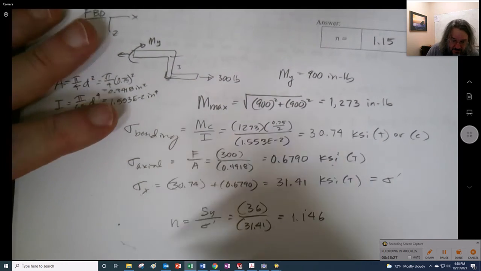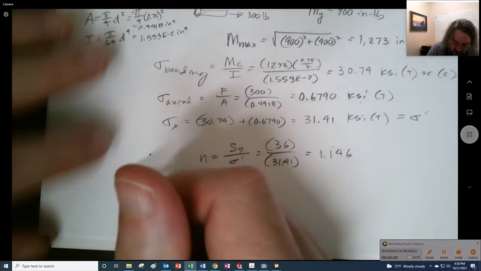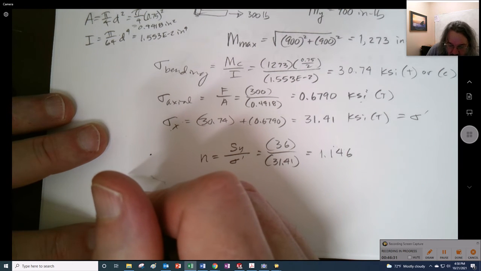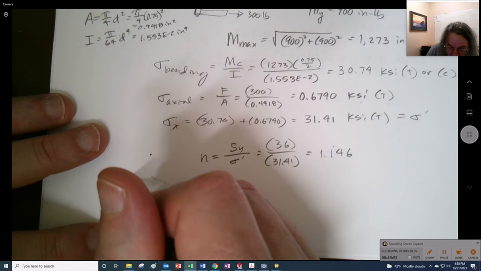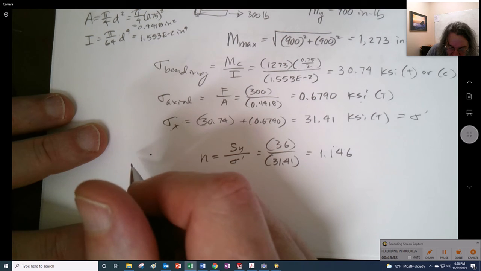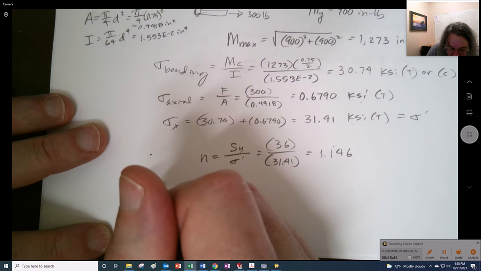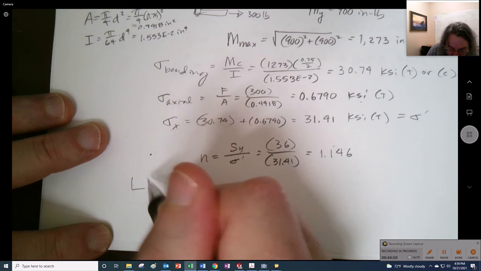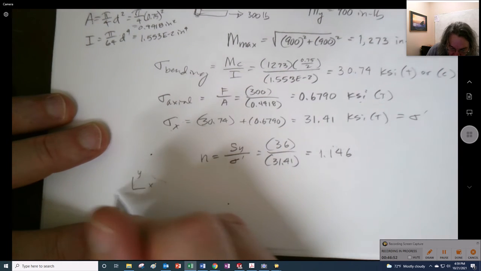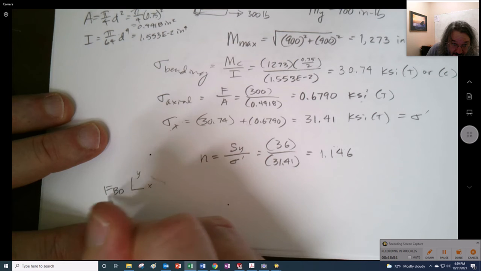Let me think. Do I want to go through this? I guess I will. I'm going to look at it from the side, right? I'm trying to think what I want to say here. Let's go in the XY direction and in the FBD here.